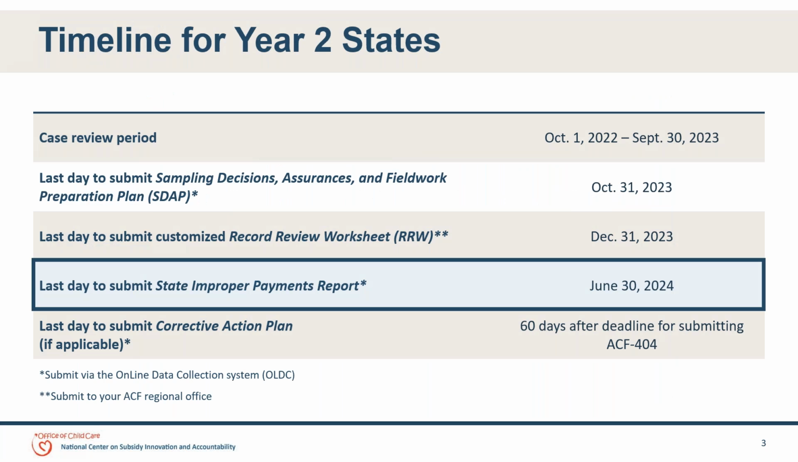And here we see the timeline for the cohort. We're almost to the second to last row. The State Improper Payments Report, or ACF-404, or just the 404 report, I call them all three. The last day to submit that is June 30th of 2024, which is a month from tomorrow. That date does fall on a Sunday this year, so you can submit it the next day on Monday, July 1st.